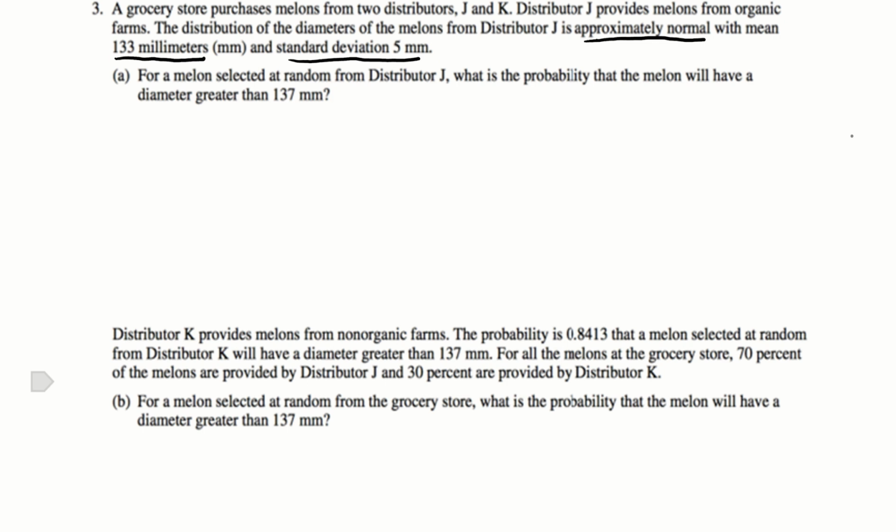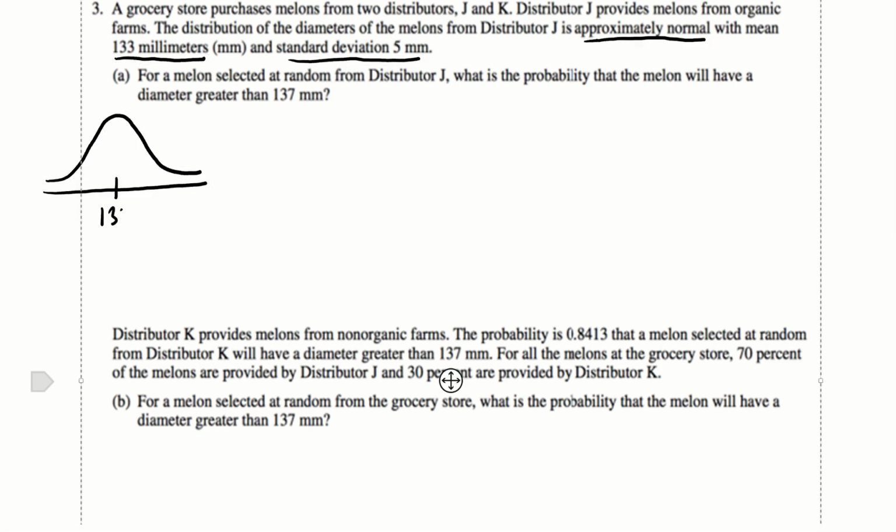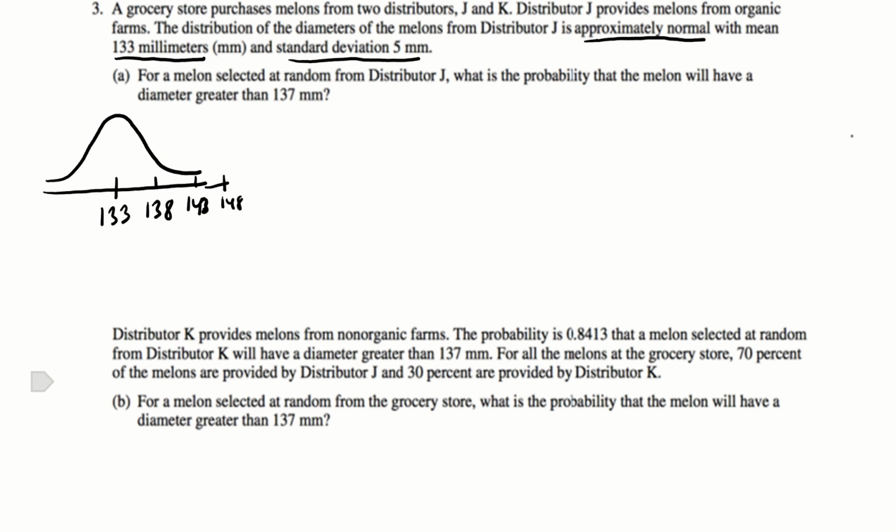So we know that since it's approximately normal, it looks something like this, right? And we know that the mean is 133, and the standard deviation is 5. So that means it goes by 5s. So we got 138, 143, 148 here. And then we're going by 5s here, so 128, 123, 118.